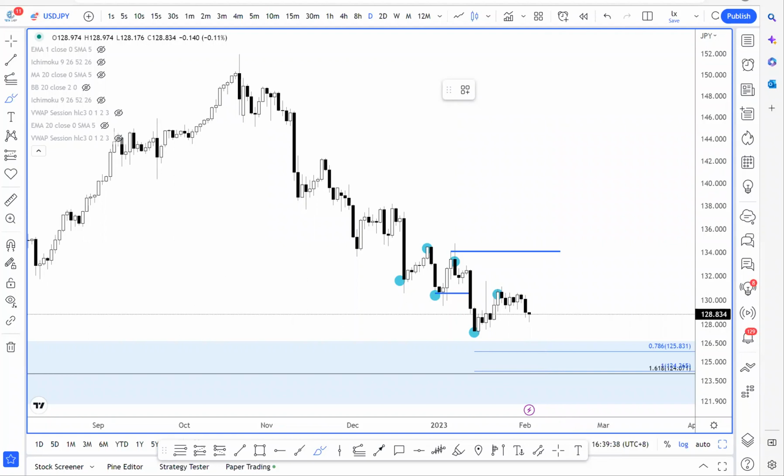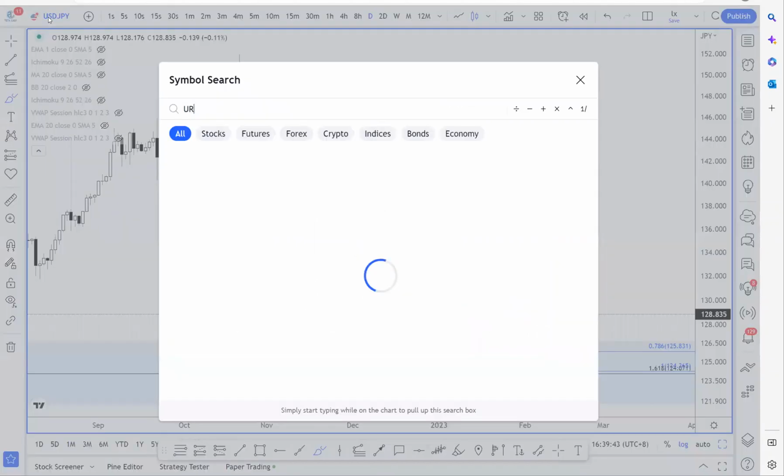I'm from Singapore. Okay, and euro dollar, I have another question on euro dollar. So let's take a look at euro dollar.